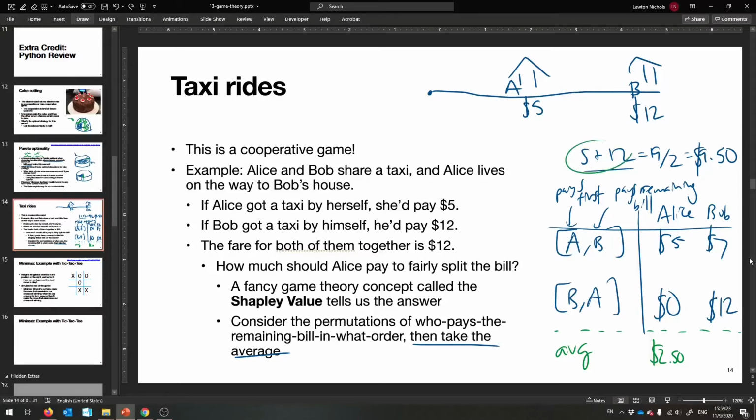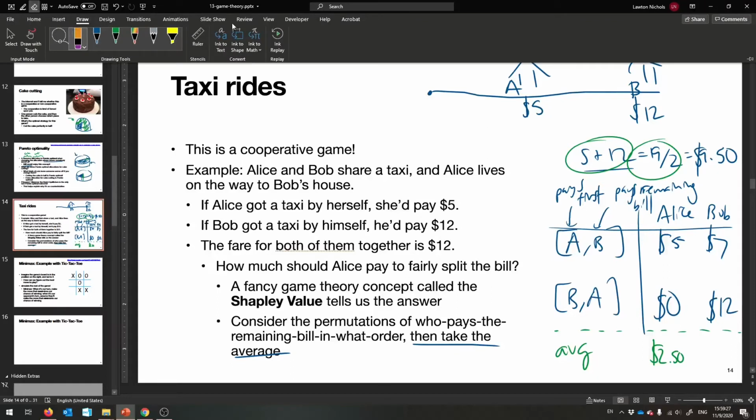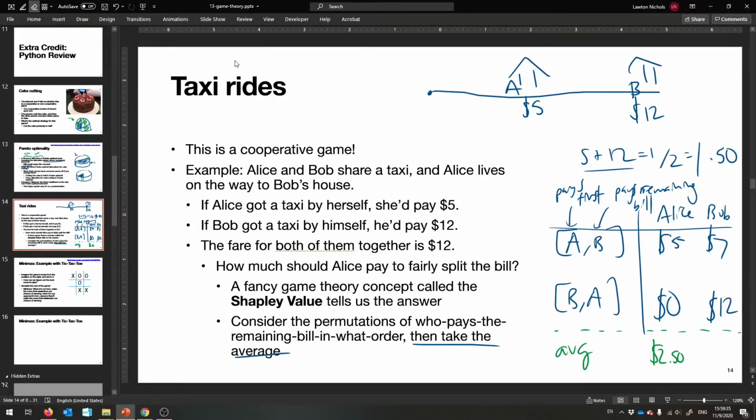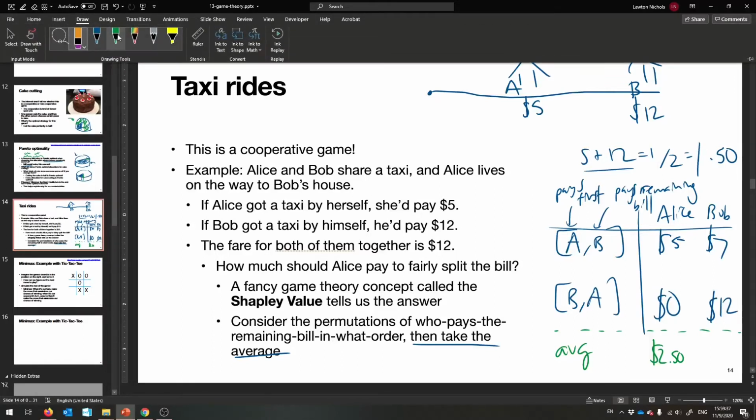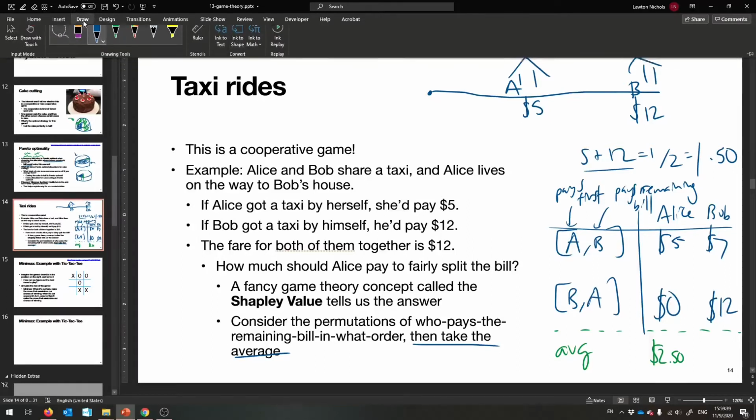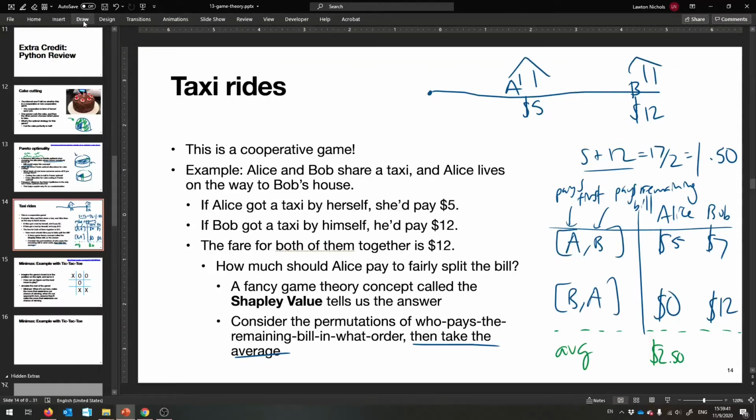Oh, sorry, this is, first of all, 17 over 2. How dare I? Probably yelling at me through the screen this whole time. This average is 17 over 2, which is not $9.50. I am so sorry. You can math, but I cannot. So it's $8.50, right? So still too much for Alice to pay.